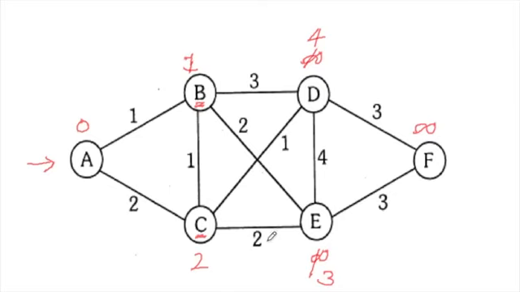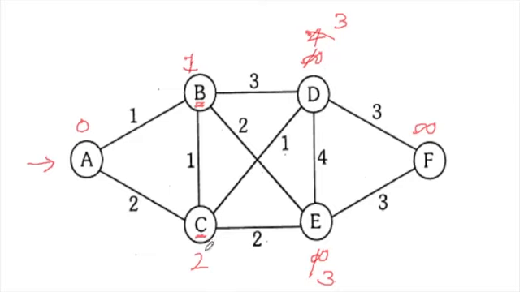So 2 plus 2, 4, and it is 3. There is no change. 2 plus 1 is 3, and this is 4. So change it to 3. That's all. There are only 2 edges going out from here. So this is updated. Finished.